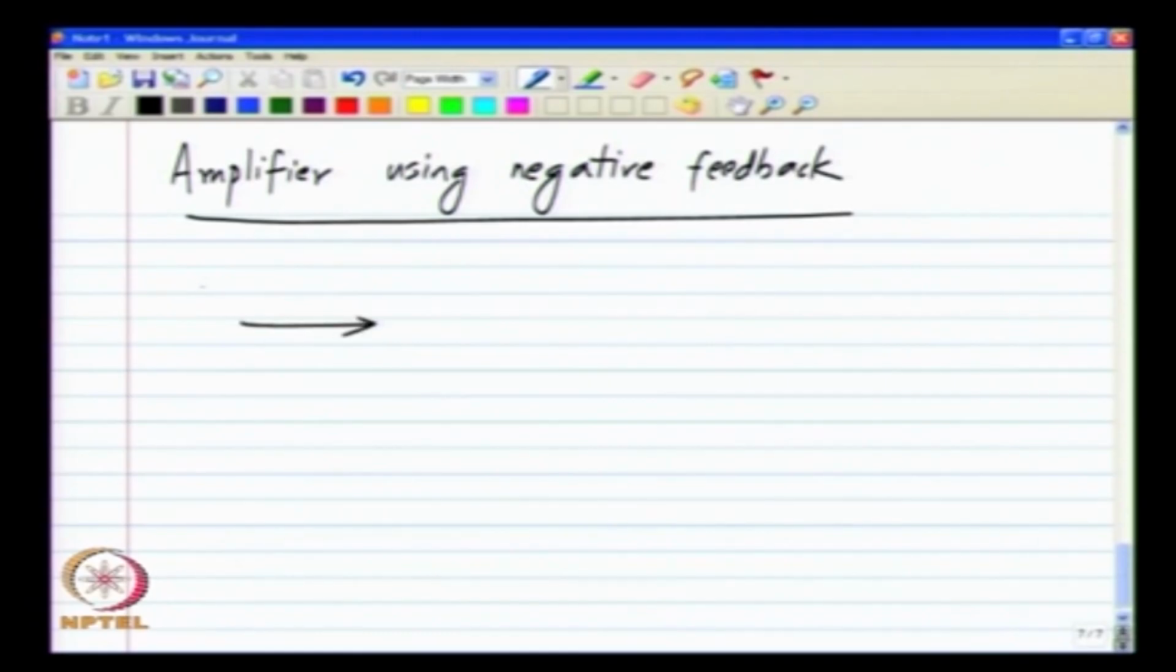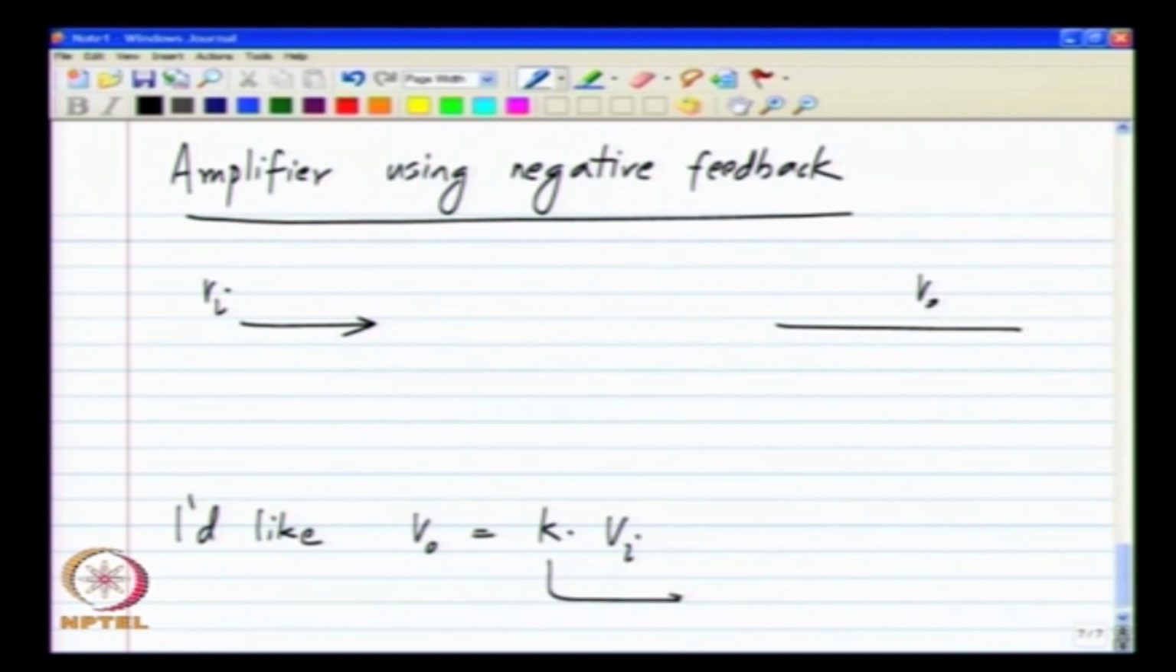So, I have the input Vi and I have the output Vo, and I would like Vo to be some k times Vi, where k is the gain. And as I mentioned earlier, let us assume that Vi is DC, okay, that is, it is constant and it is not changing with time. So, what do we have to do based on the principle we just learned?